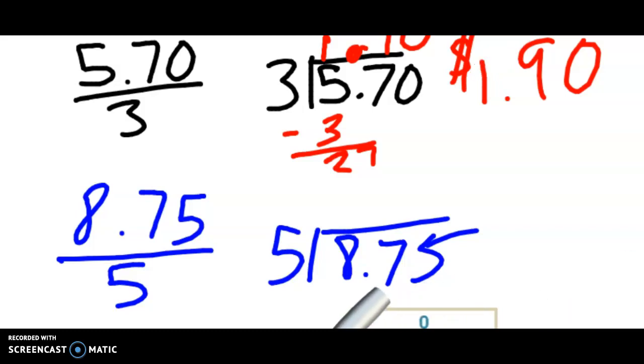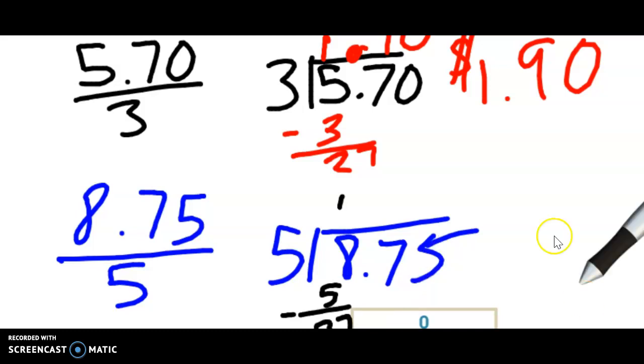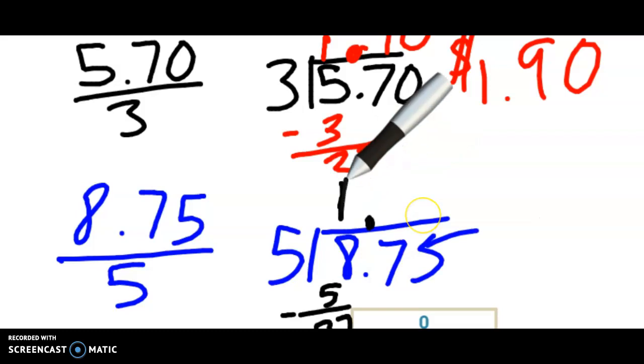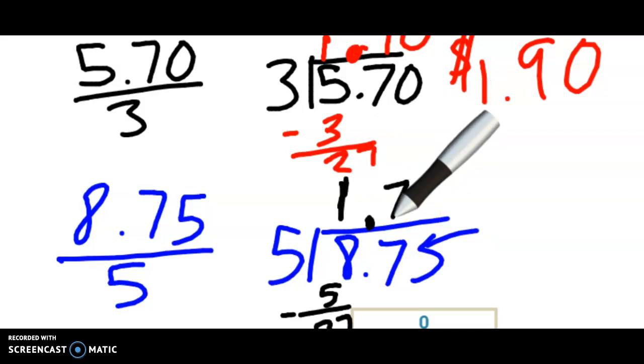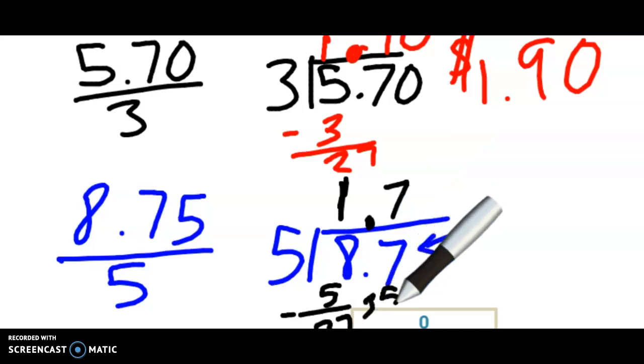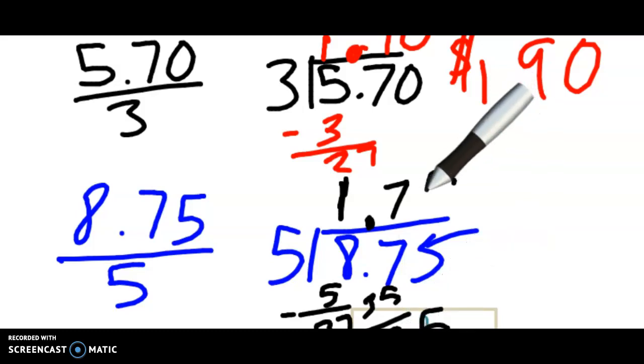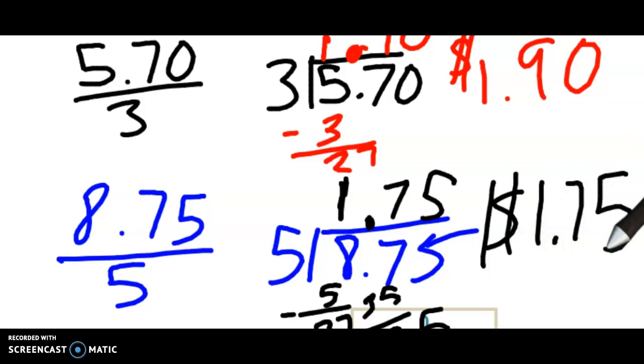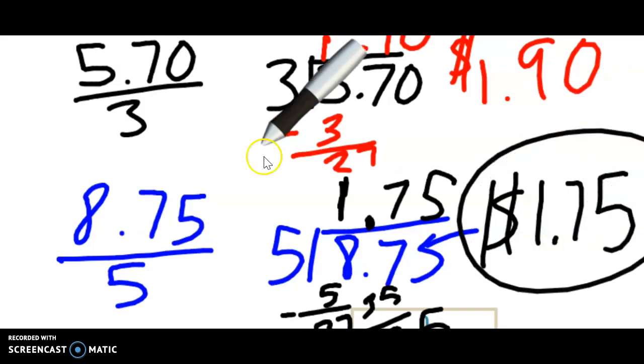Then I'm going to take my 5 goes into 8 one time, and then I'm left with 37. 5 goes into 37. Oops, let's not forget our decimal. 5 goes into 37 7 times. 7 times 5 is 35. And then what I'm left with is 25. 5 goes into 25 5 times. So this time I have $1.75 per pound. So which is the better buy?